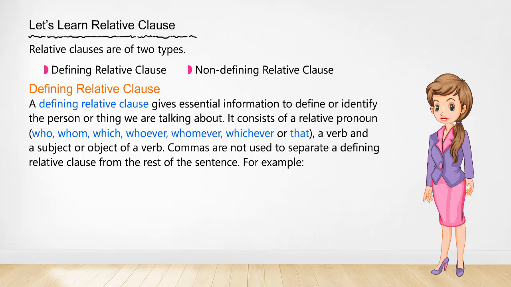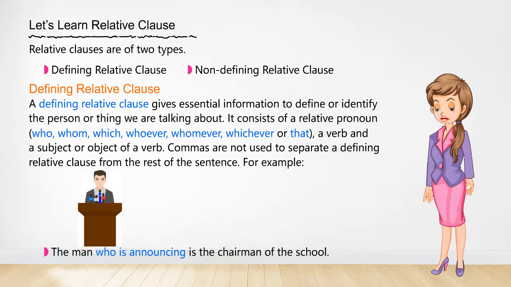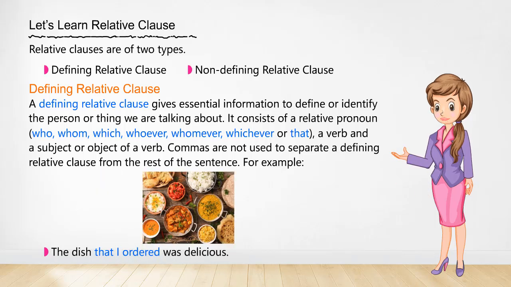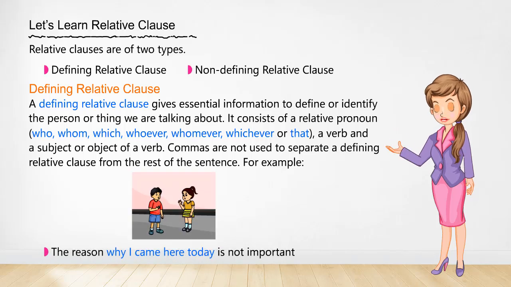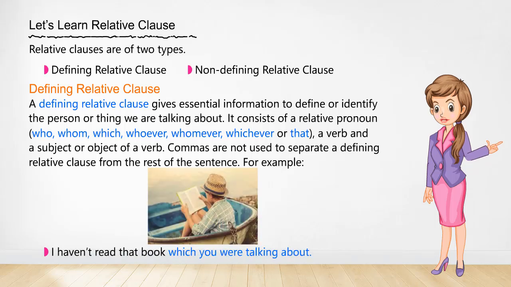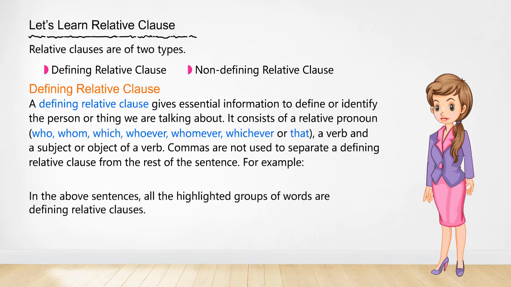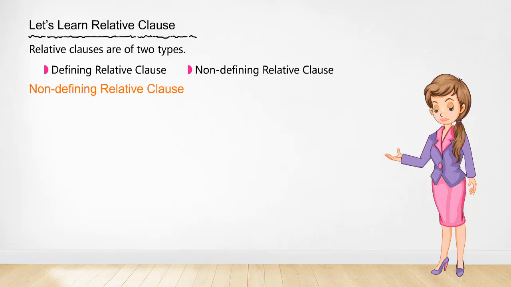For example, the man who is announcing is the chairman of the school. The dish that I ordered was delicious. The reason why I came here today is not important. I haven't read that book which you were talking about. In the above sentences, all the highlighted groups of words are defining relative clauses.